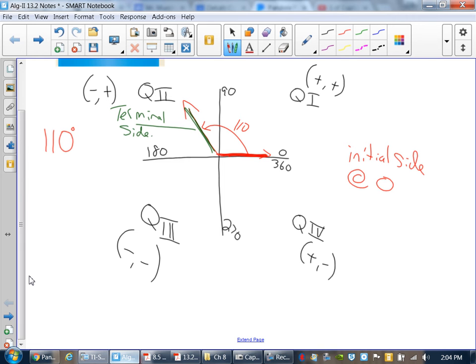One thing I'd like you guys to start thinking about is once you get things placed into a quadrant, just off the top of your head, just start thinking, how far is it off of the x-axis? How far up is 110 from 180? It's up 70 degrees from that. There's a reason why I want you to start thinking about that as we go on. I'm setting the stage for important things.